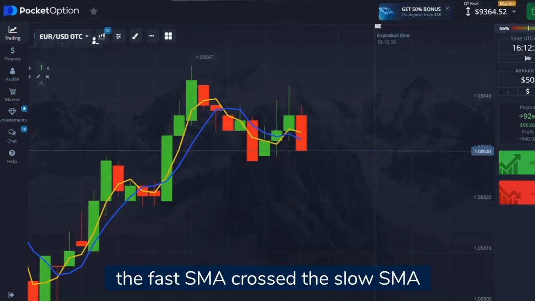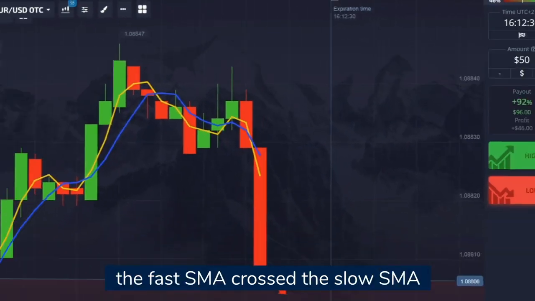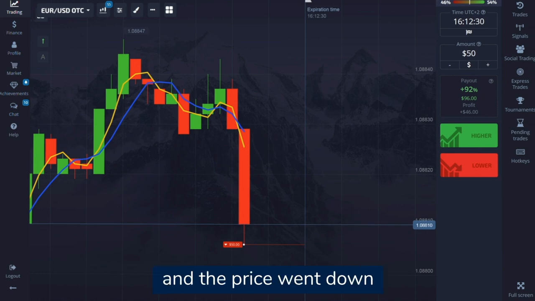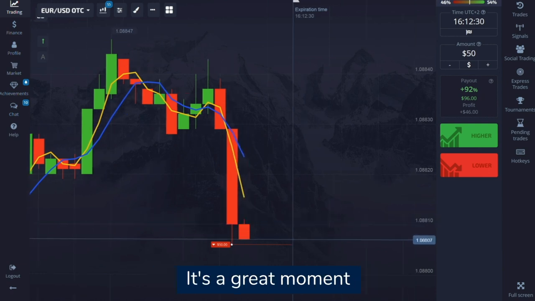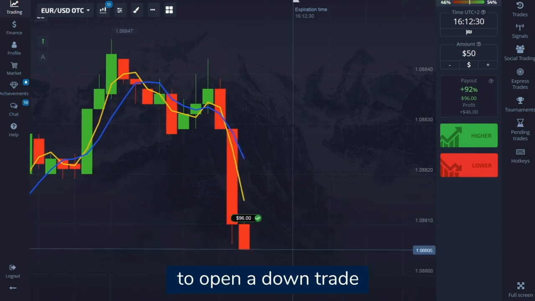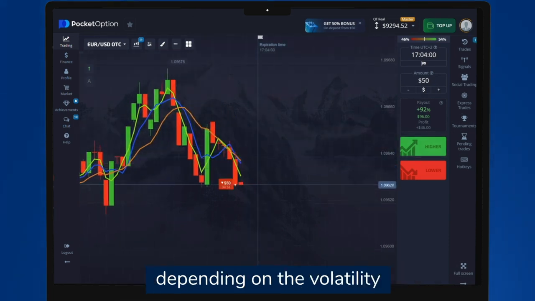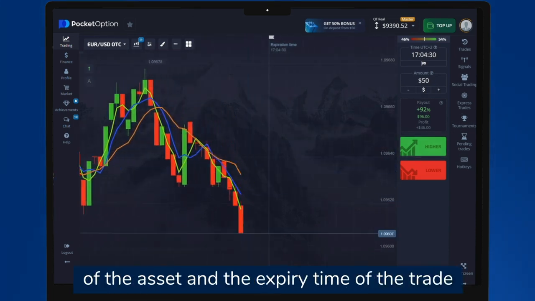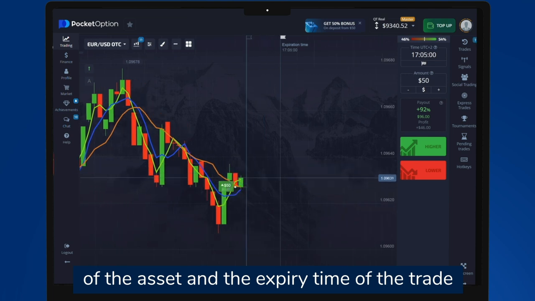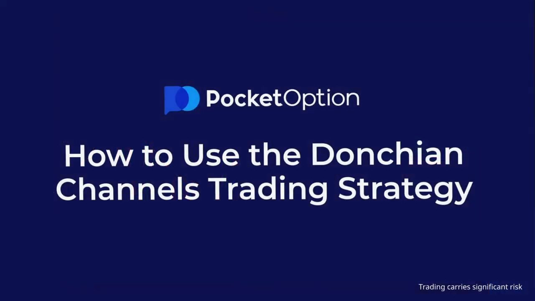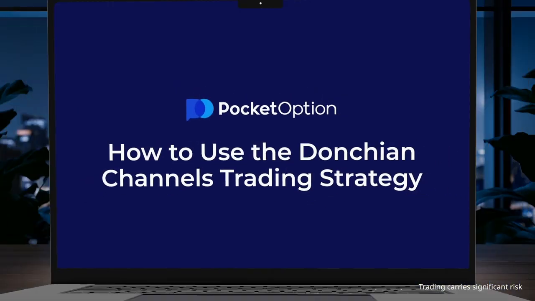In this case, the fast SMA crossed the slow SMA from top to bottom, and the price went down. It's a great moment to open a down trade. Experiment with different time frames and number of SMAs depending on the volatility of the asset and the expiry time of the trade. How to use the Donchian Channels trading strategy.